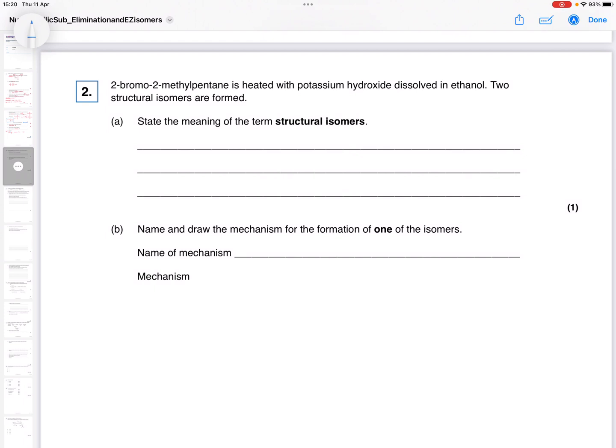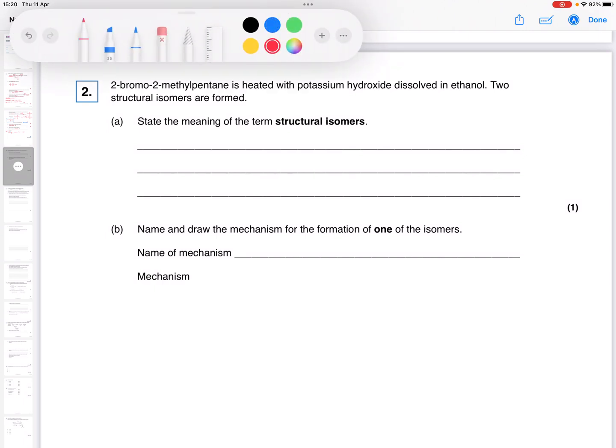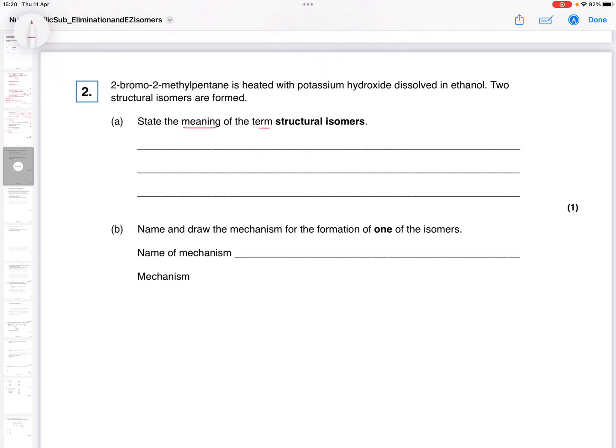Question 2. 2-bromo-2-methylpentane is heated with potassium hydroxide dissolved in ethanol. 2 structural isomers are formed. State the meaning of the term structural isomers. Okay, so this is where we have to give the meaning of the term, so we have to give a standard definition. Okay, so a structural isomer is a compound with the same molecular formula but a different structural formula.